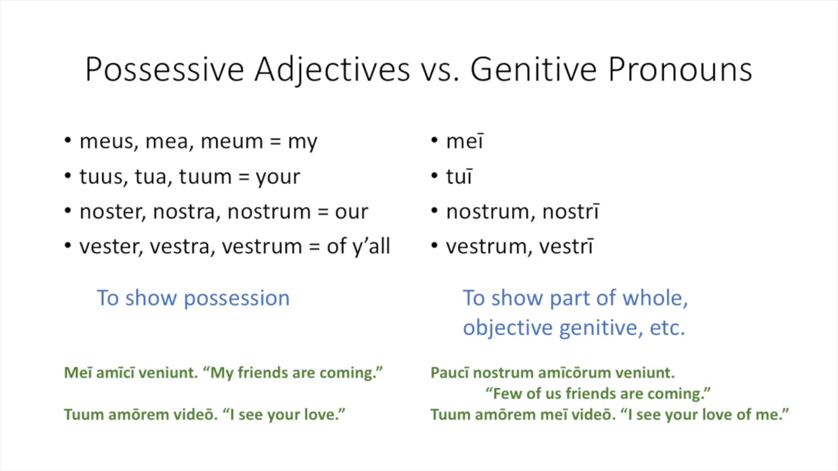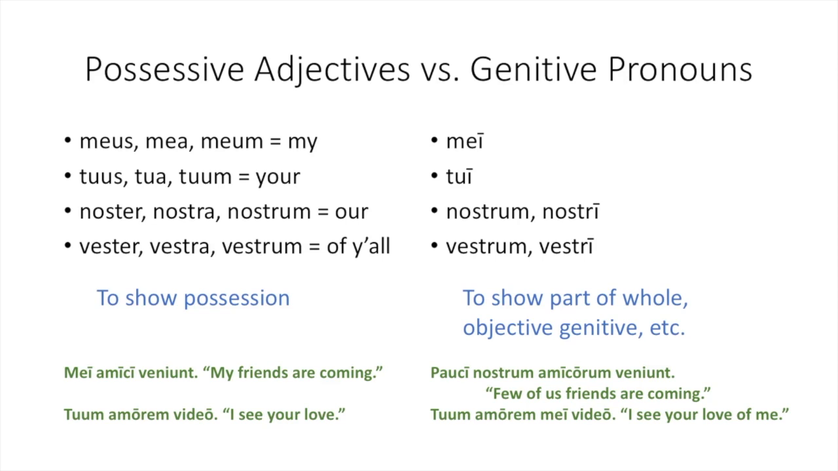They're possessing things. If we look at the other examples where we see our genitive pronouns, we can see how they're being used a little bit differently. Pauci nostrum amicorum veniunt, few of us friends are coming. So here nostrum is the whole out of which the pauci are taken, and amicorum is in apposition to nostrum, us friends. We are that group of friends, and the pauci are a part of us, and that pauci, the few of the us, are the ones who are coming.